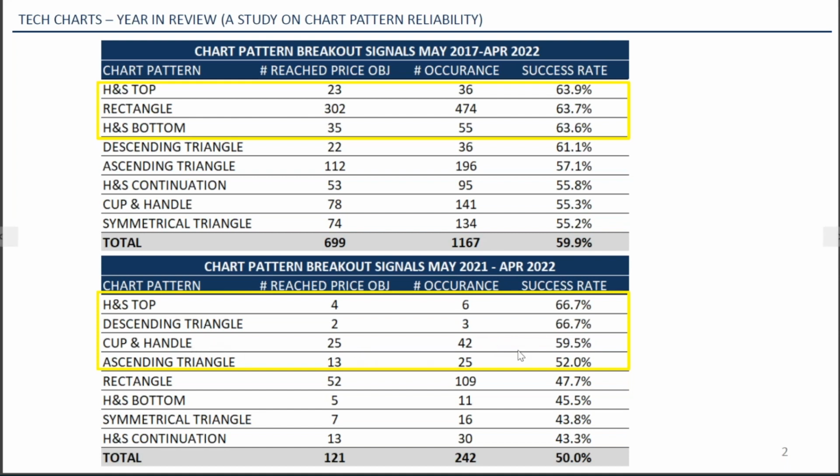So we have the cup with handle at 59.5%, ascending triangle at 52%, and the rest has been slightly below 50%. And in fact, rectangle, which has been the most reliable chart pattern, has performed not that good over the past 1 year. This is due to the last 2-3 months. Even the best looking rectangles have been challenging.